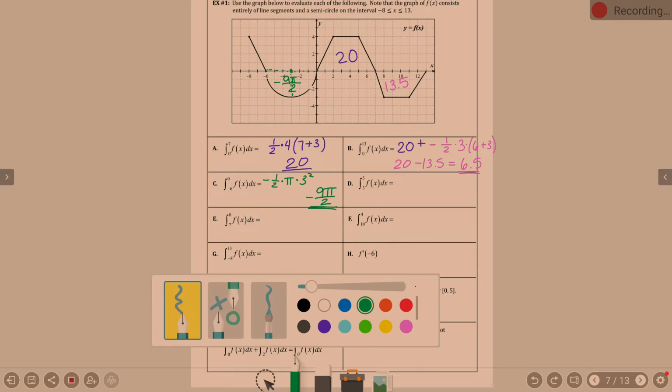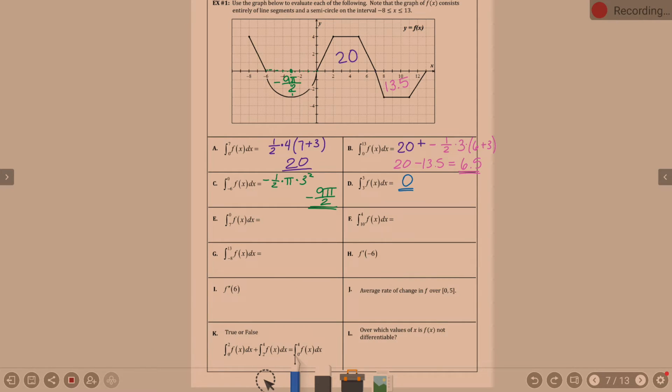Okay. D. 0. Integral from 3 to 3 is 0. That's officially kind of one of our properties. When your upper bound and lower bound are the same, you're going from one thing to itself. There's nothing in between. It's 0.